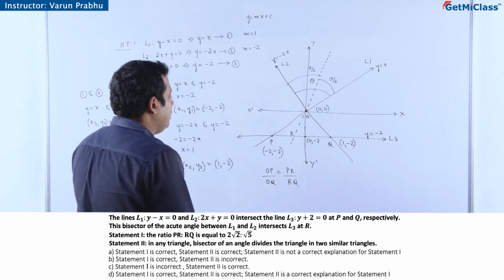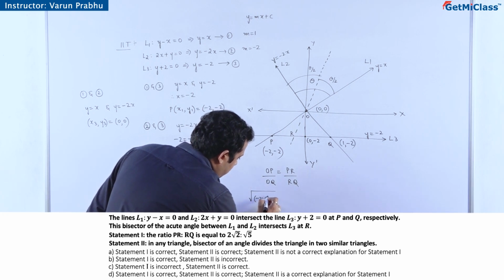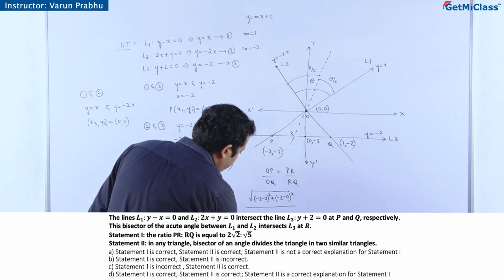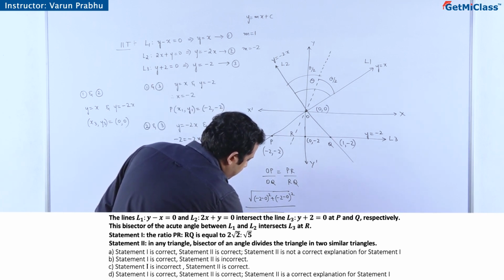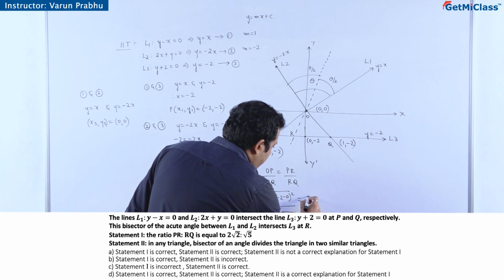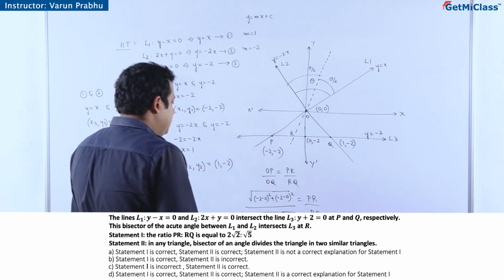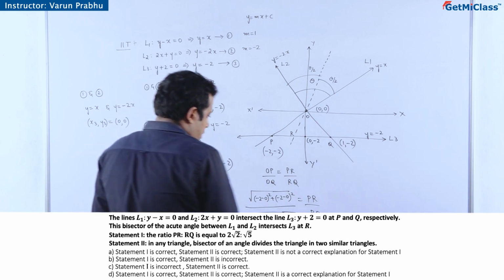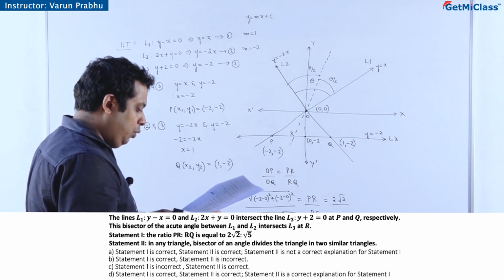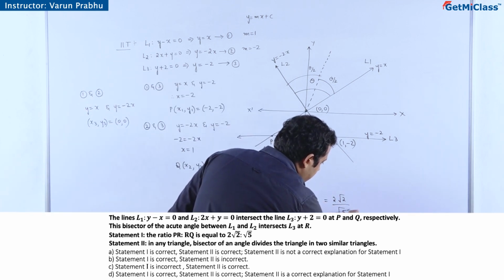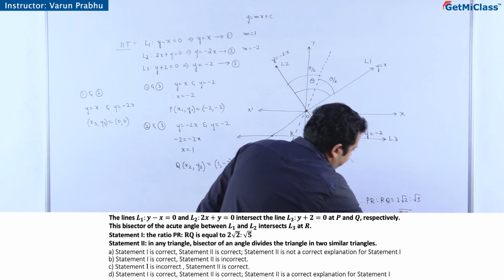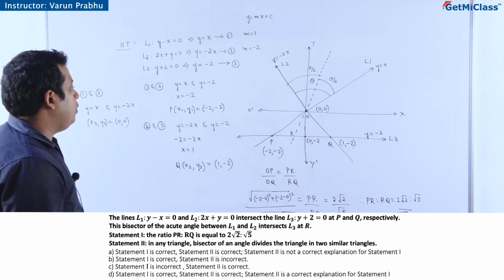So what is OP? OP is nothing but square root of minus 2 minus 0 the whole square plus minus 2 minus 0 the whole square, divided by OQ, which is square root of 1 minus 0 the whole square plus minus 2 minus 0 the whole square. That is equal to PR divided by RQ. So what answer do we get? Root 8 can be written as 2 root 2, divided by root of 1 plus 4, that is root 5. So PR is to RQ is equal to 2 root 2 is to root 5.